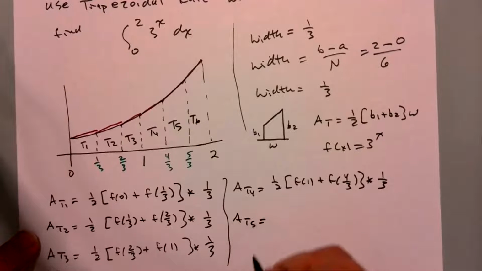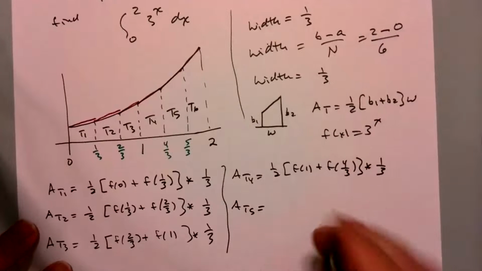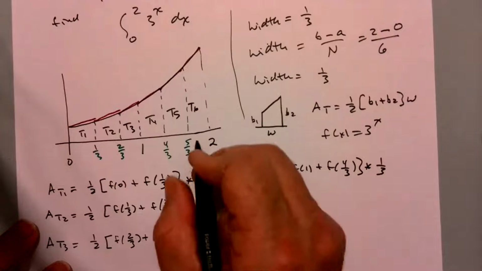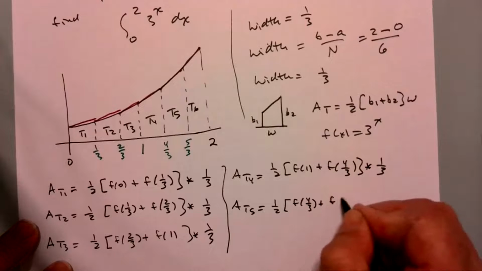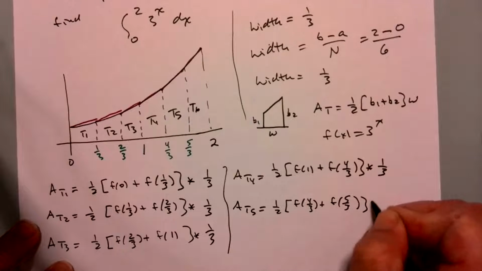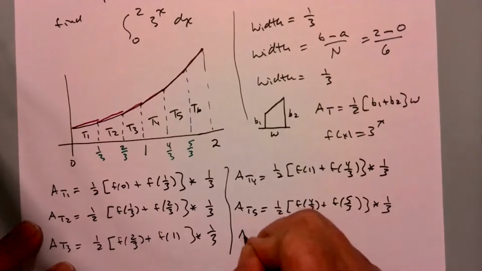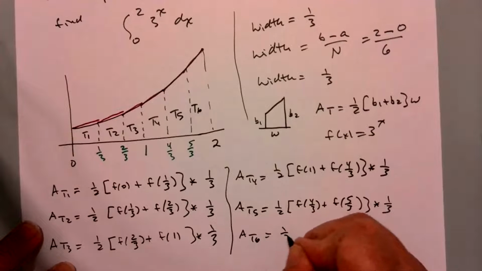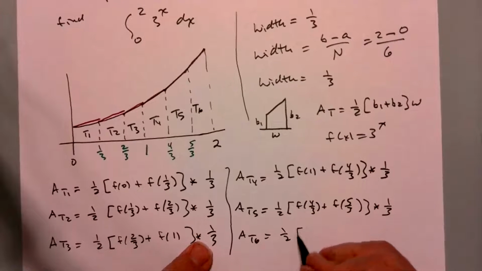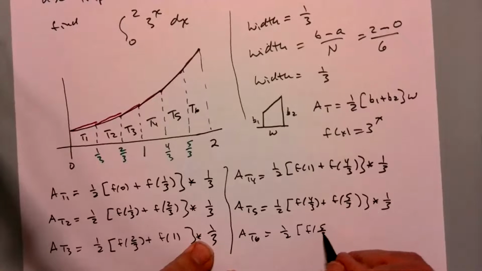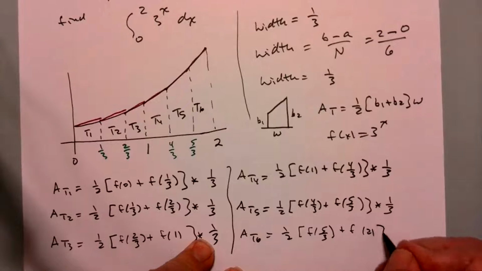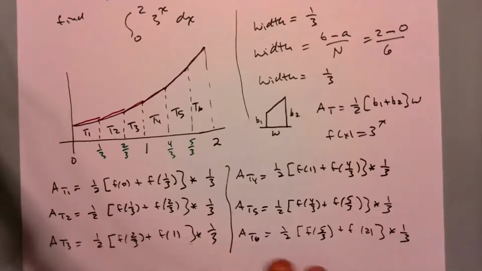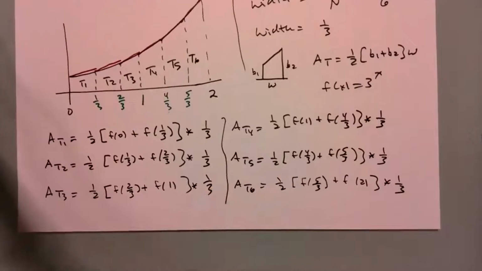Area of trapezoid 5: 1/2 f of 4/3 plus f of 5/3 times 1/3, and area of trapezoid 6 is 1/2 f of 5/3 plus f of 2 times 1/3. I've got to add all of these up. Those all need to be added up to get my final answer.